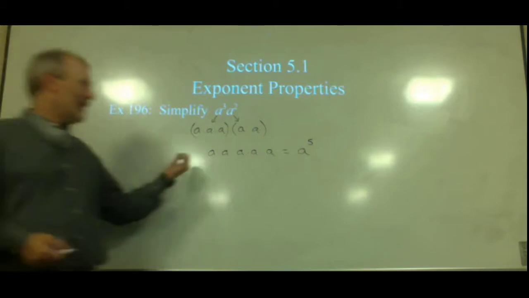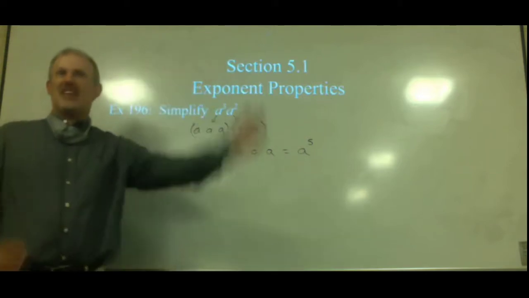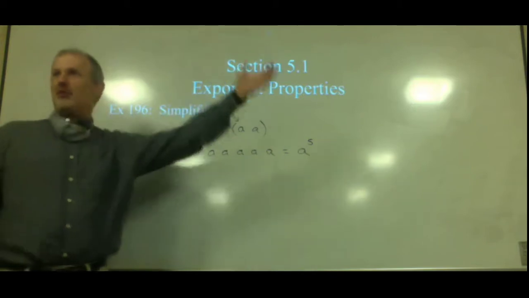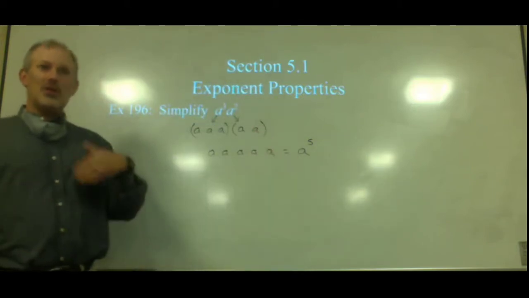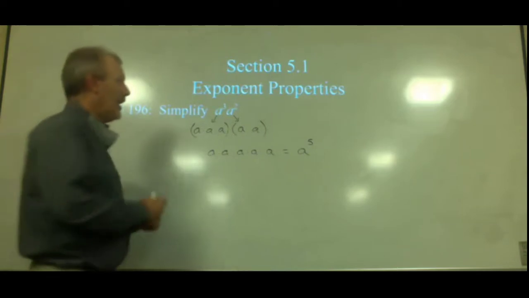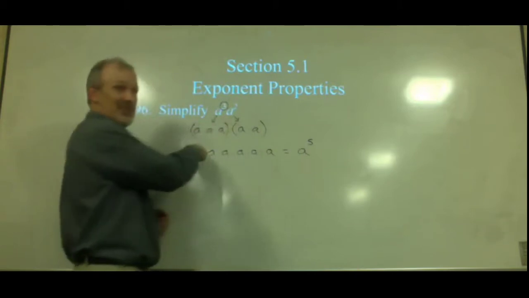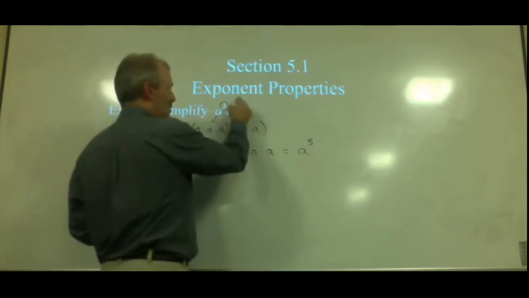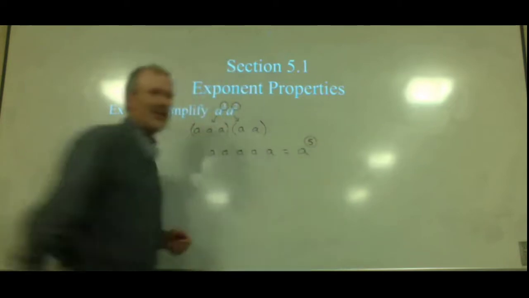But if we had to write out all these A's every time, like what if we had A to the 32nd power? Do I want to write out 32 A's? No, I do not. So what we want to do is think of some rules. So what do you see? 3 tells you how many A's in the first group. This tells you how many A's in the second group. This tells us how many A's altogether.